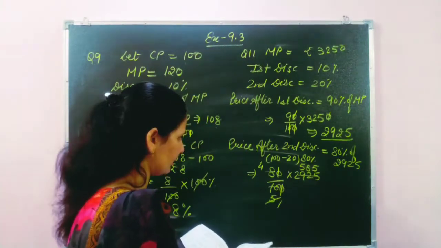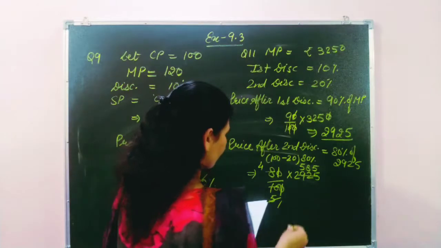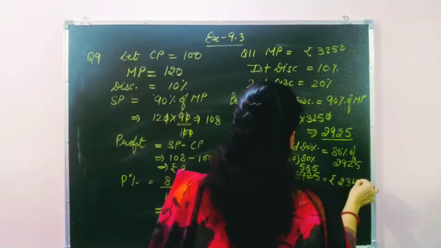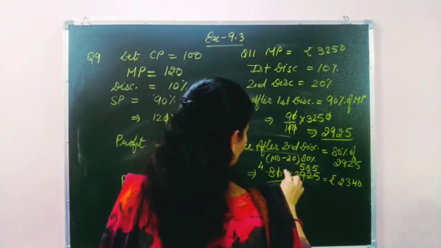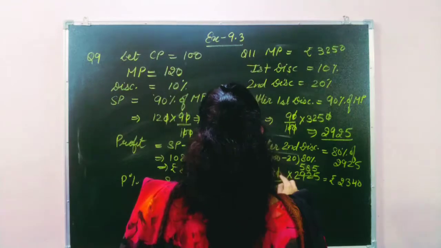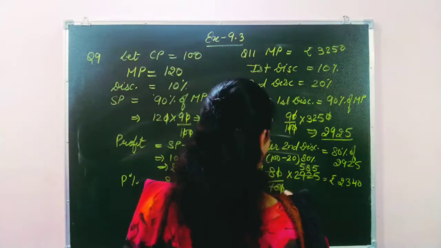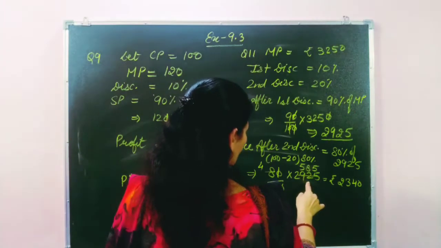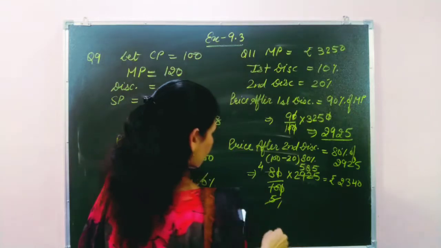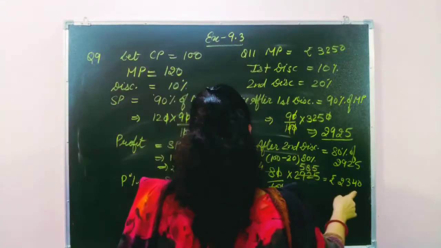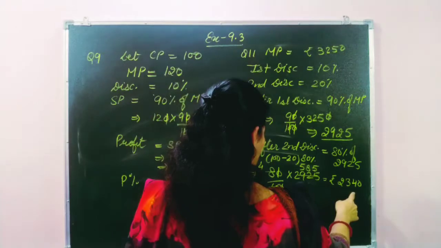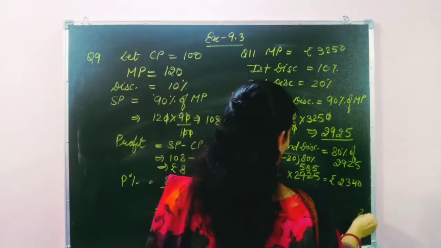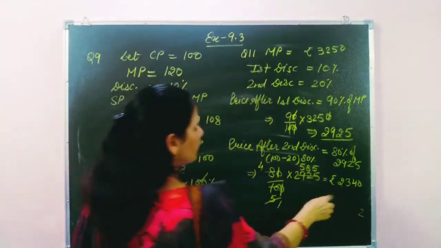Then 585 multiplied with 4, and we get rupees 2340. Cross check: multiplying step by step again, we get 2340. Now this is correct.